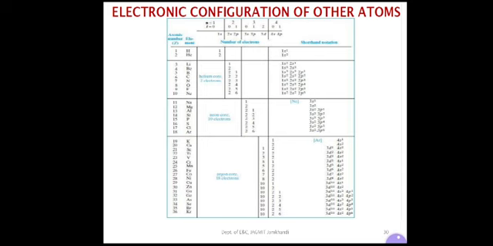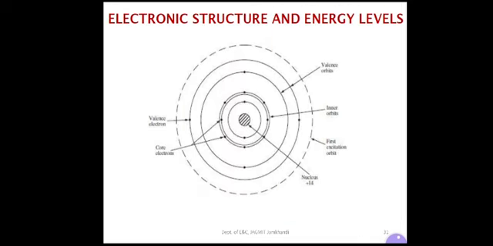In case of Na, the atomic number is 11, so its electronic distribution will be 1s2, 2s2, 2p6, 3s1. So Na has a strong tendency to emit one electron. For various atoms, the different electronic configurations are given in this table. So this is the electronic structure and energy level.